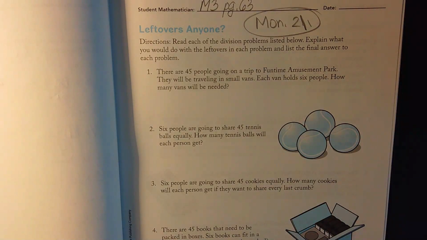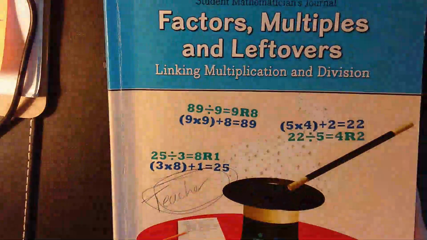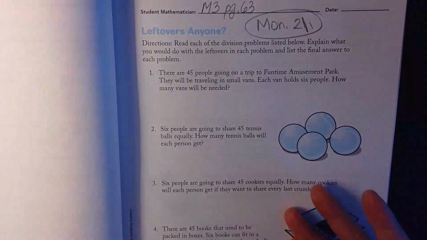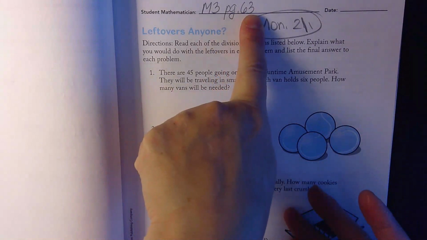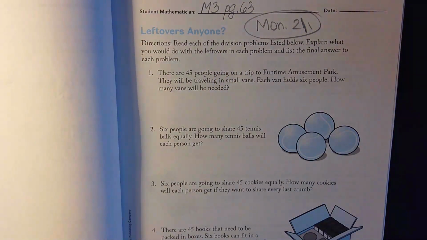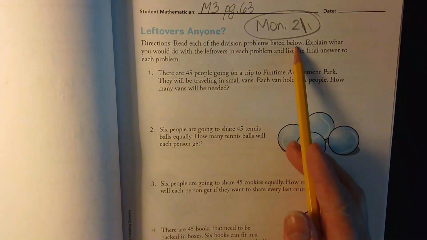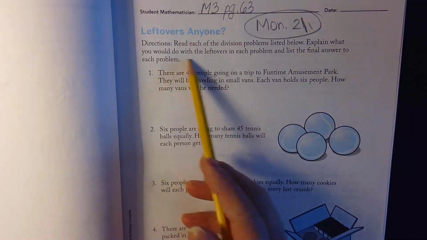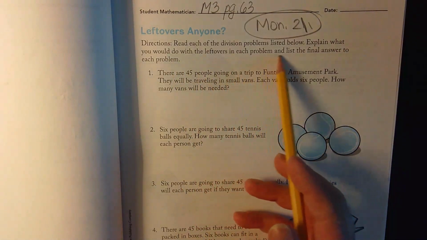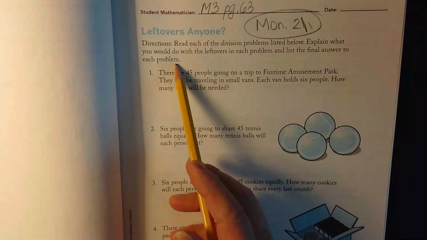All right, friends, today we are looking in our M3 booklet, M3, and we are looking on page 63, okay? The activity that we're going to be completing today is called Leftovers, anyone? Here's our directions. Read each of the division problems listed below. Explain what you would do with the leftovers in each problem and list the final answer to each problem.